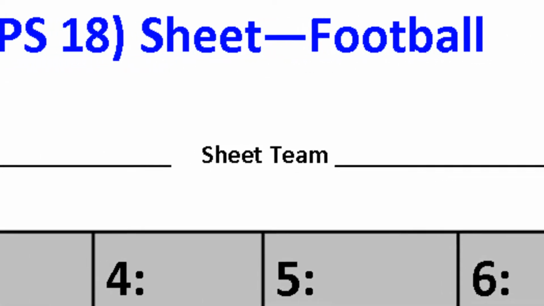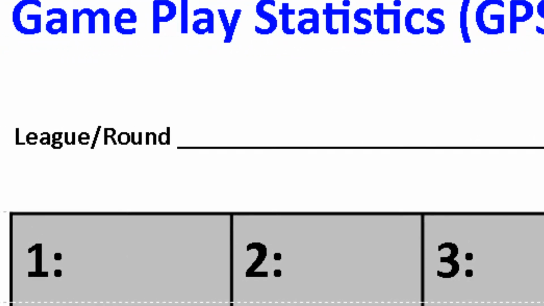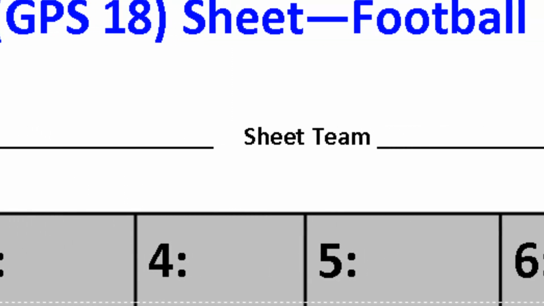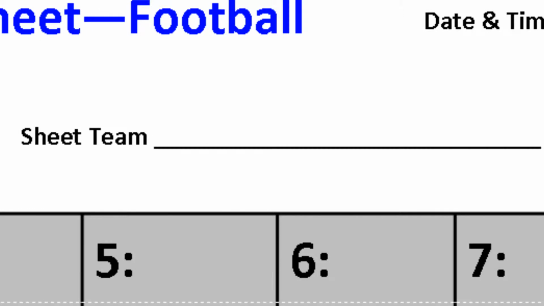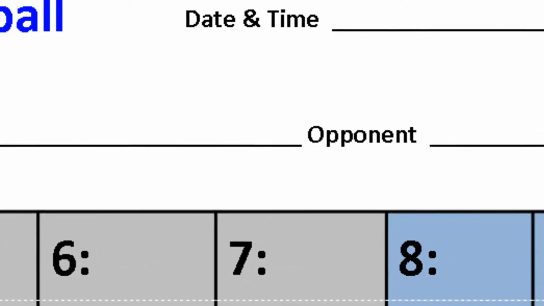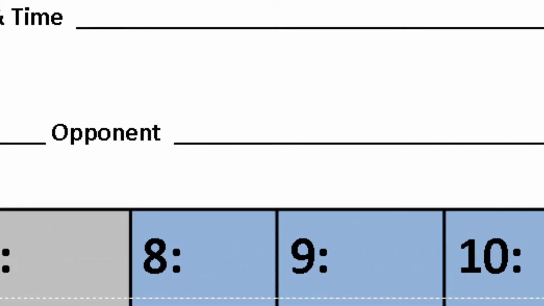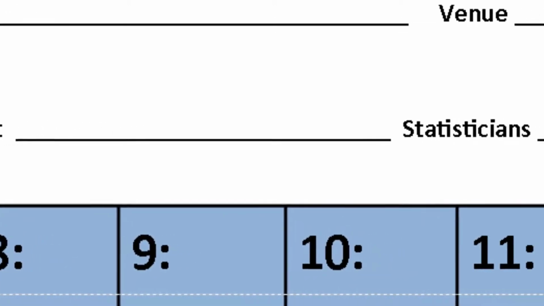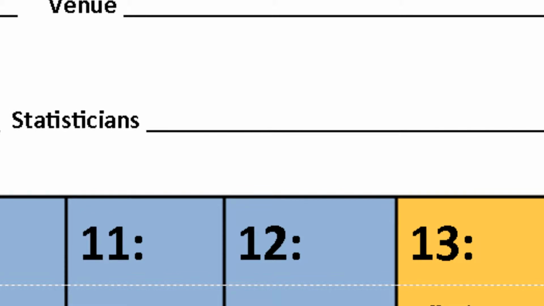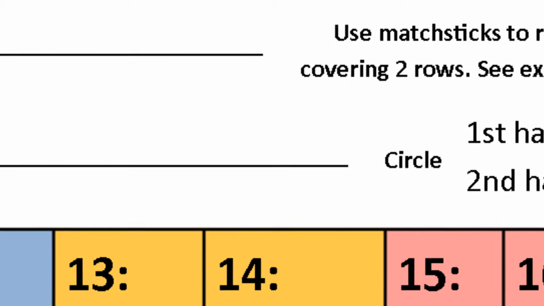In the header section, you also have the league or round that you're playing. So if it's D Cup first round, you basically fill in that right there. The sheet team refers to the team that you're doing the recording for. The opponent, obviously, the person that you're playing. The statisticians refer to the two statisticians that will be actually doing the recording. You fill in your name there.